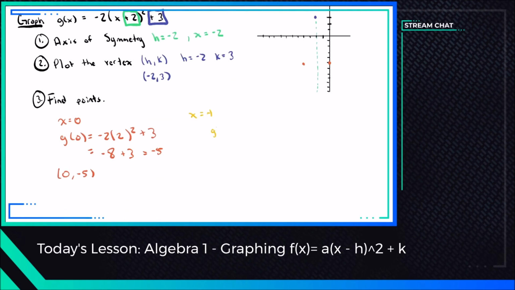So g of negative 1 is going to equal a negative 2 times (negative 1 plus 2) squared plus 3. Negative 1 plus 2 is a positive 1. 1 squared is a 1. Times a negative 2 is a negative 2, plus 3. So g of negative 1 is equal to a positive 1. So we have another point here at negative 1, positive 1. And we can mirror that over there. And now we just complete our graph.